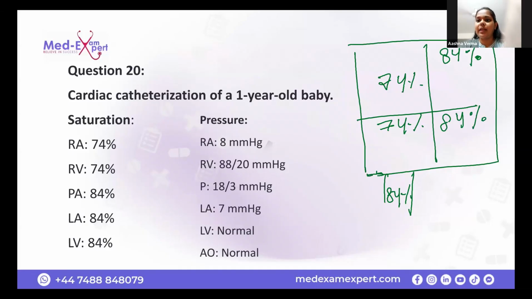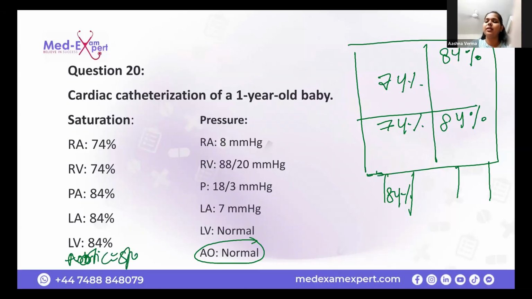Okay. In the aorta, they haven't mentioned the saturation. They have just written here AO normal. I'm not aware of this, but maybe they are talking about the aortic pressure. Aortic pressure is normal. They have not mentioned the saturation in aorta. Was it the same in the question paper? I'm not sure. Usually they mention saturation of all the chambers, because cardiac catheterization is done to know everything. Such an invasive thing is not just done to give half of the information. So there should have been aortic saturation also mentioned here. But okay, this is not given here. Let's go ahead with that.